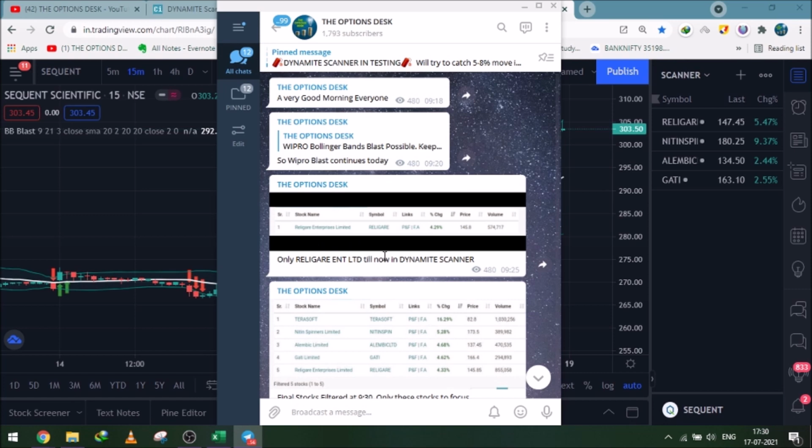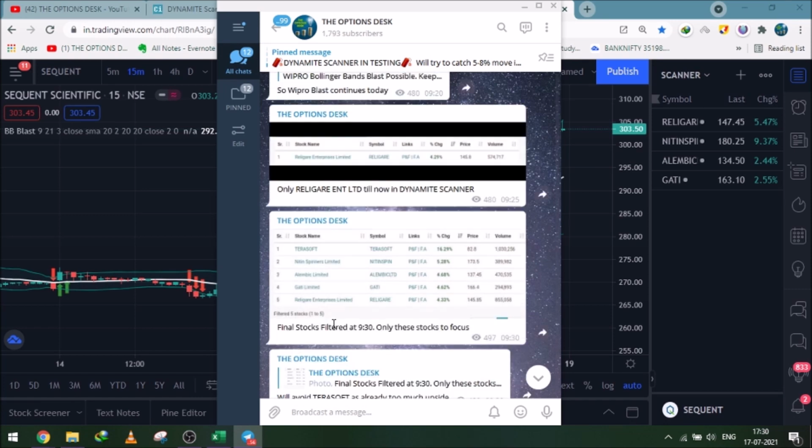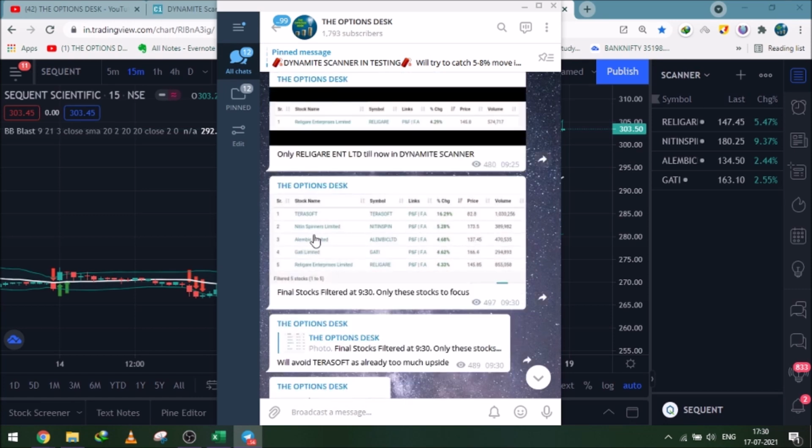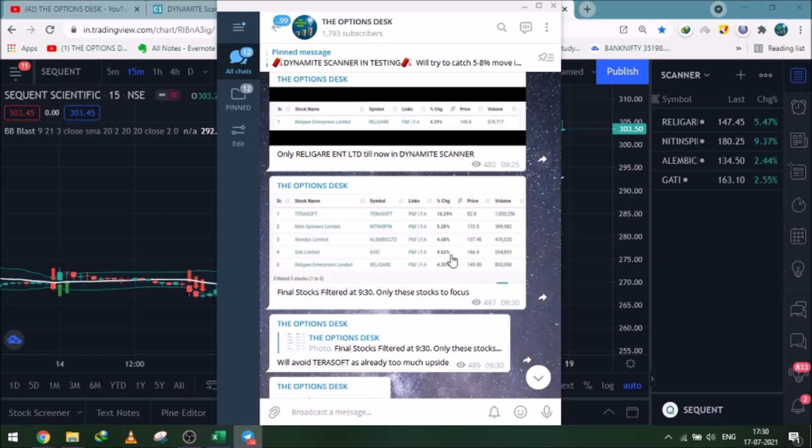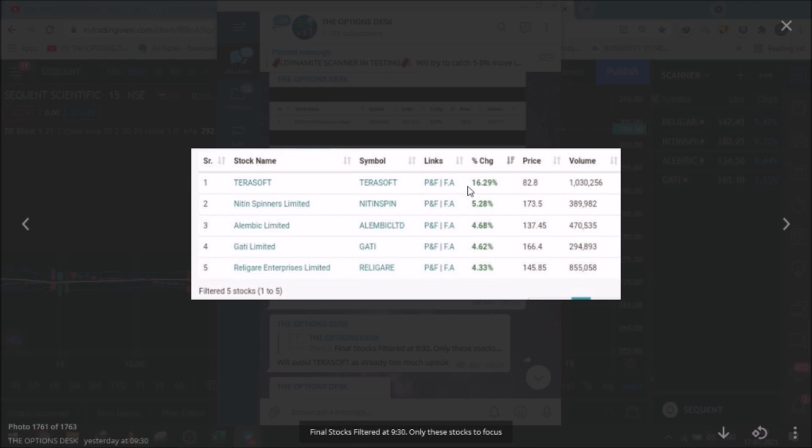Yeah. On the Religare Technologies come here at this point, and then the Tetrasoft. Now, one thing I would like to say, the stock has already moved. See, this is 9:30, exactly 9:30. I posted a screenshot. The Tetrasoft has moved 16%.